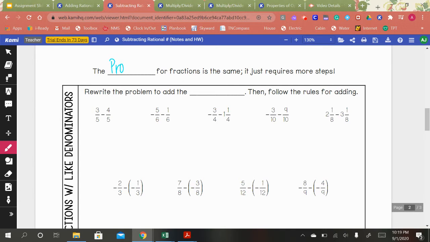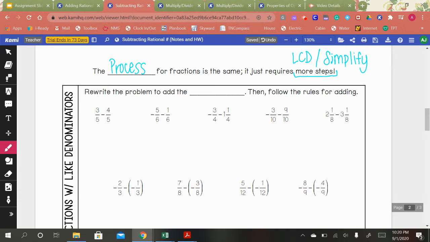The last video, we talked about what those few more steps were, and one of those is going to be your least common denominator. So finding your least common denominator is another step that you don't have to do if you are working with decimals. And then simplifying is also something you don't have to do when you work with decimals, but does need to be done when you have fractions.